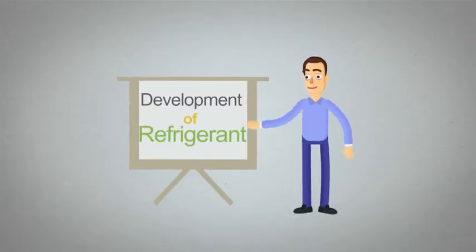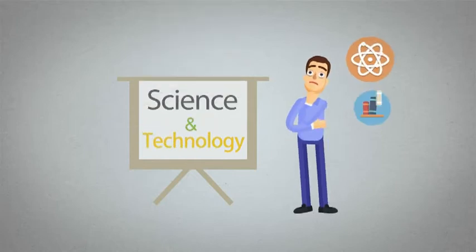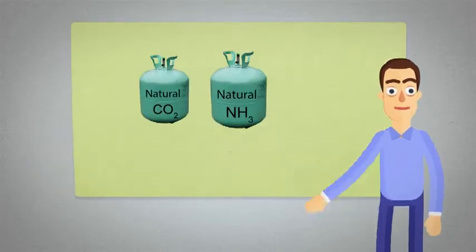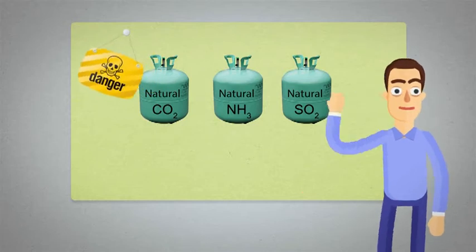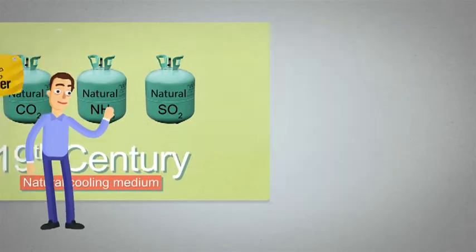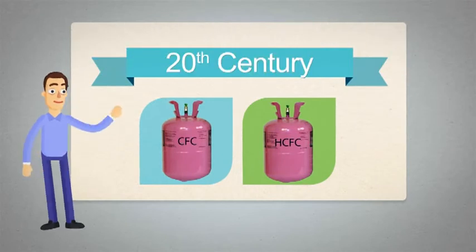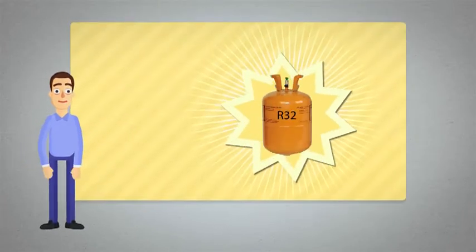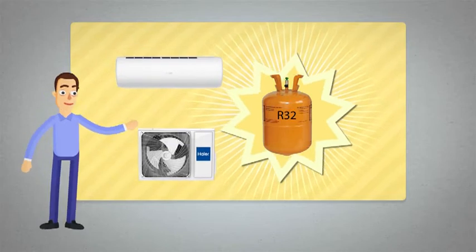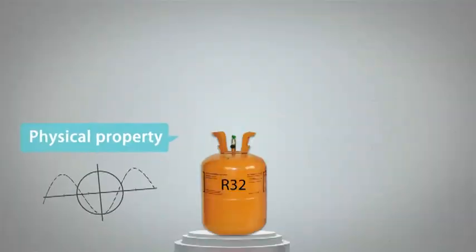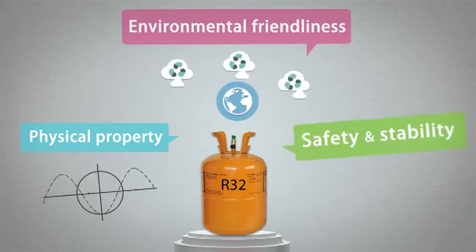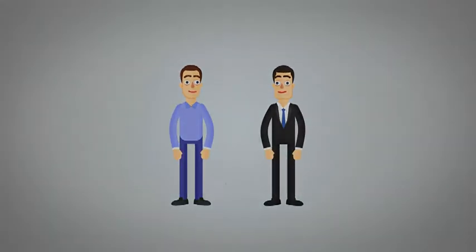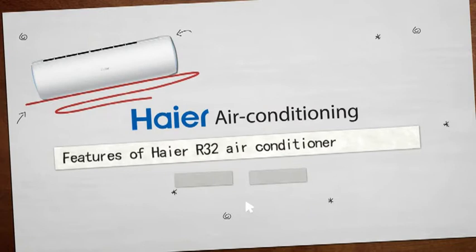Development of refrigerant is believed to be a part of science and technology history. Human beings have never given up seeking the best solution of cooling and experienced a long period of failures and successes to gain natural cooling medium in the early 19th century, CFC and HCFC in the 20th century, the environmentally safe cooling agent in the 21st century, and R32, which has been widely applied in cooling equipments. With excellent features of physical property, environmental friendliness, safety and stability, R32 has been used by more and more cooling equipment manufacturers. Higher uses the refrigerant in air conditioners.